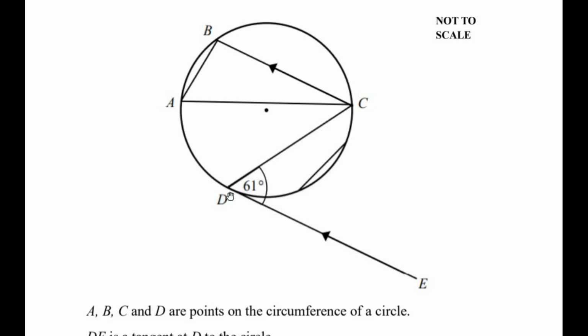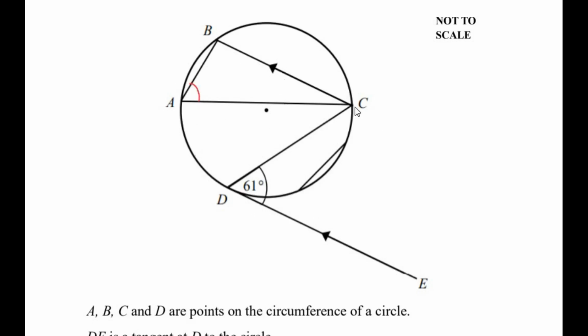The next piece of information given is this tangent DE is parallel to the line BC. So we can see the arrows being given. And the last information given is angle CDE is equal to 61 degrees. So in this question we have to find out the measure of the angle BAC, which is this angle.